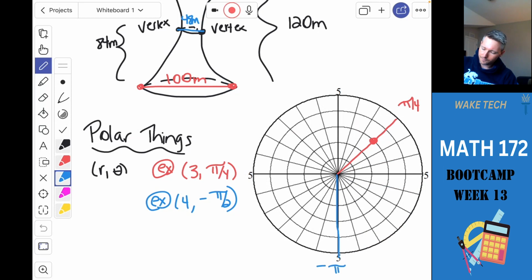So here's the angle. We need to travel 4 rings from the origin, towards that angle. So 1, 2, 3, 4. That point is there. Questions about either of those?